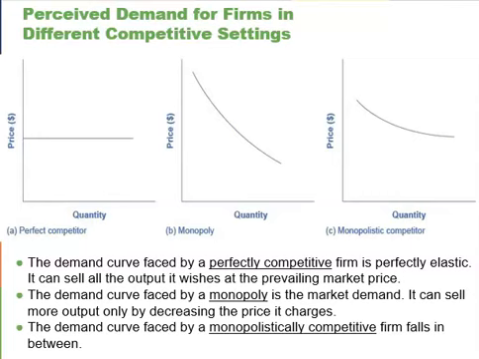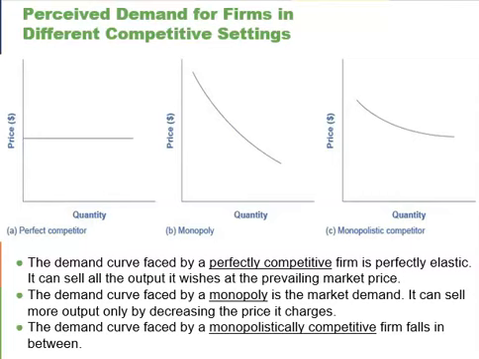This figure offers a reminder that the demand curve that a perfectly competitive firm faces is perfectly elastic, or flat, because the perfectly competitive firm can sell any quantity it wishes at the prevailing market price. In contrast, the demand curve as faced by a monopolist is the market demand curve, since a monopolist is the only firm in the market, and hence is downward sloping.